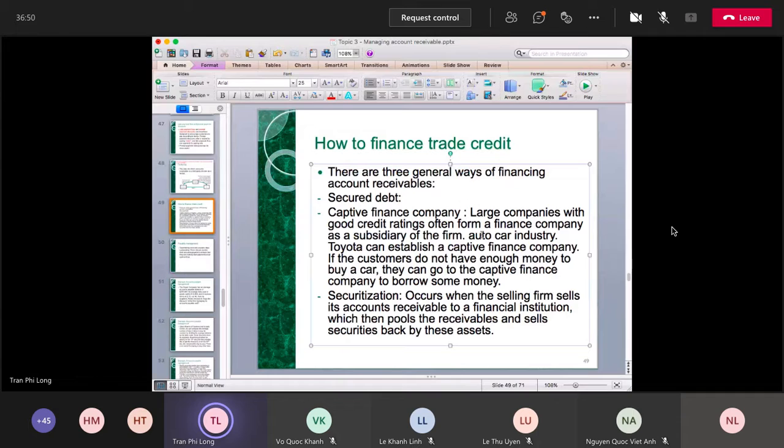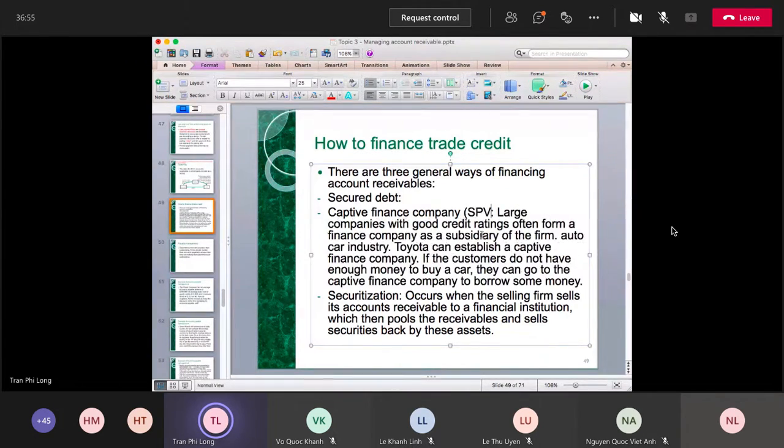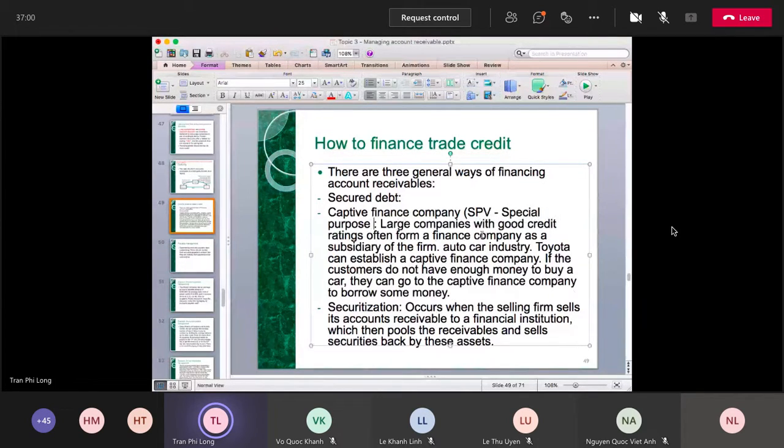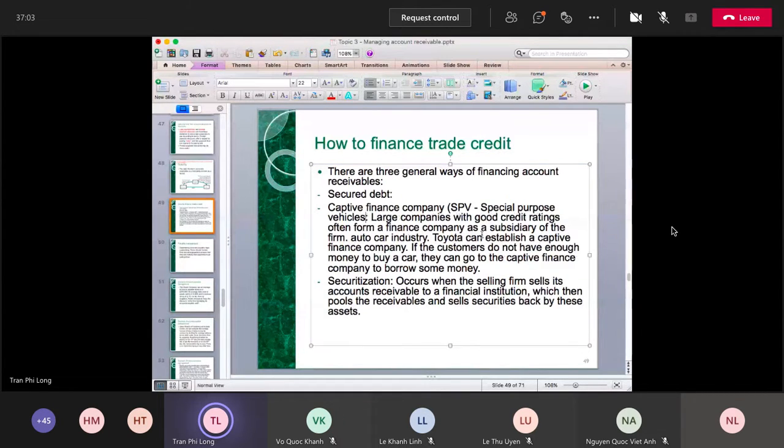The captive finance company, if you remember, will be similar to the SPV, the special purpose vehicle. You can see the role of the captive finance company is similar to the SPV. The SPV is usually used in foreign countries. The benefit of the captive finance company is that it will make the parent company look more healthy.